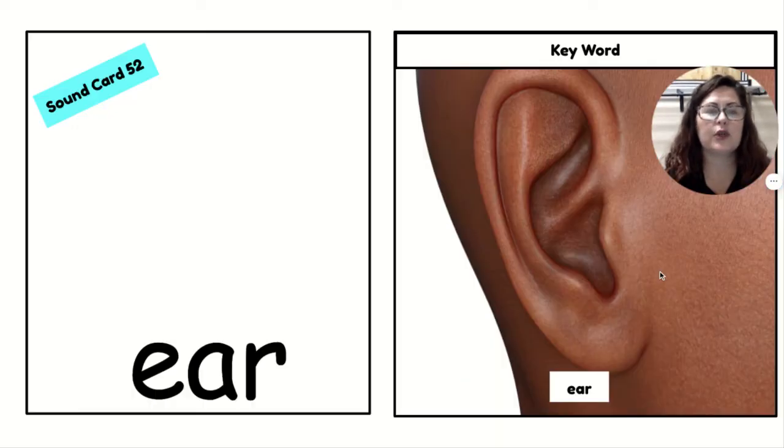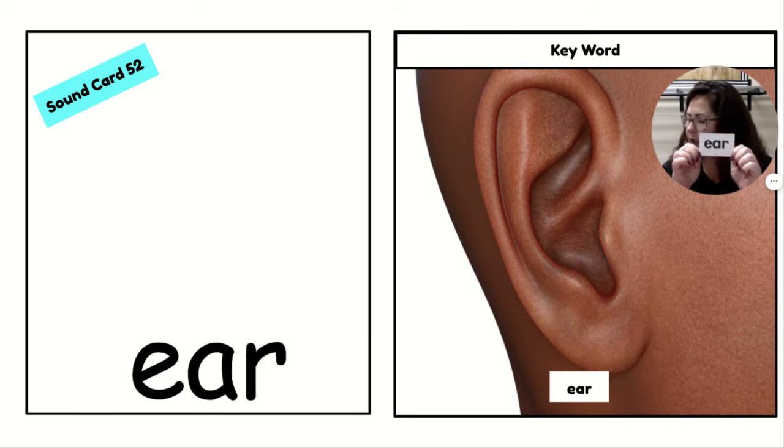Now we're on to the new learning. So today we have a new sound card 52, and it is EAR, and it says ear. And the keyword for it is ear. So that's kind of critical. So in class, you would see this keyword card, and you would say ear.